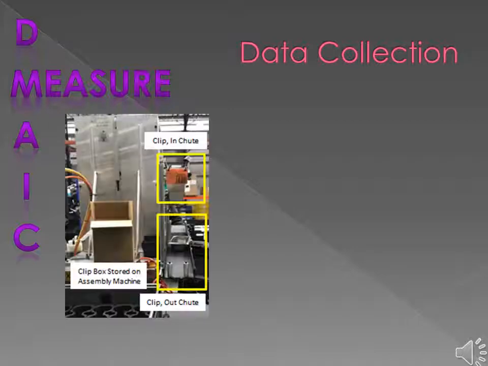The clip area, which means the operator is obtaining an empty clip bin from an out-chute attached to an assembly machine that utilizes them, and then filling the clip bin with clips and then delivering the bin with clips to the in-chute.